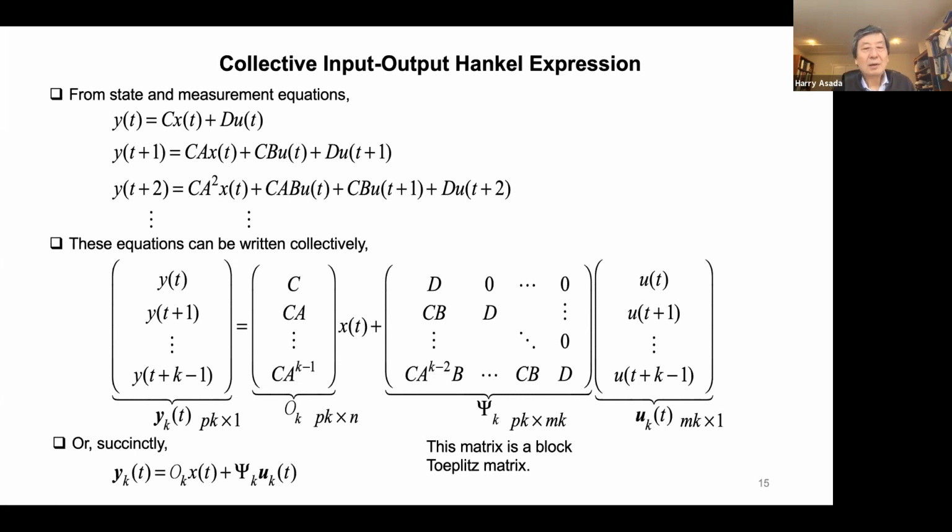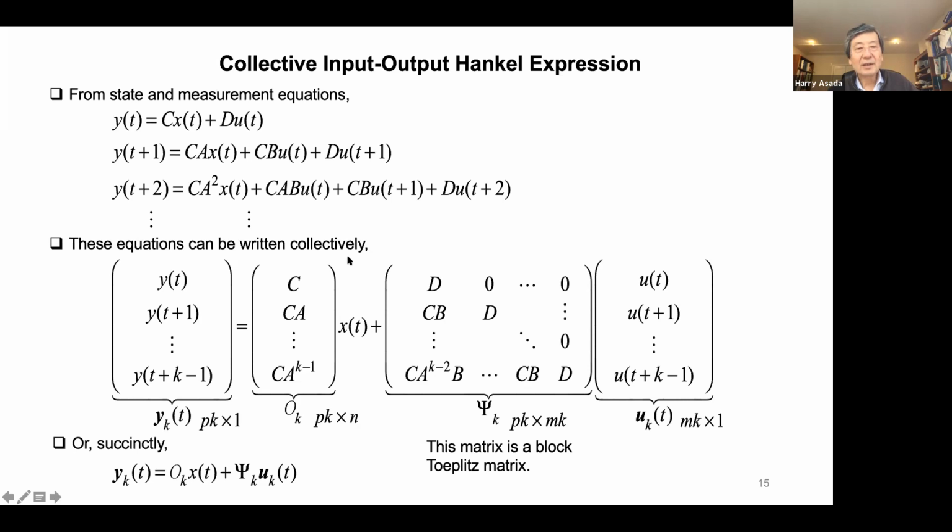Now collectively, these outputs are placed in a big vector as shown here: y_t, y_{t+1}, up to y_{t+k-1}. Then we collect the terms from the right-hand side. First of all, x_t is involved in all of these, so looking at the first terms together, we can write collectively C, CA, up to CA^{k-1}, times x_t. Sounds familiar? What is this matrix? That's the extended observability matrix.